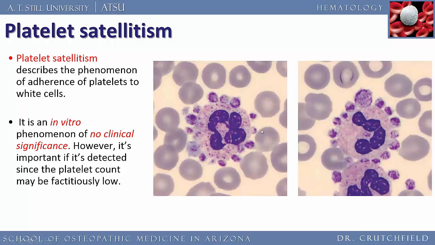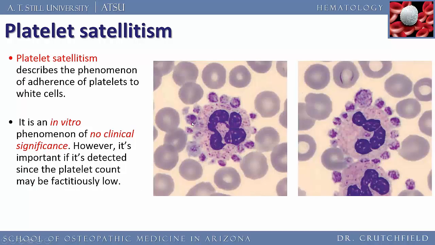So here's something else which is kind of cool. You get satellitism. This is a phenomenon where the platelets adhere to the outer wall of the white cell. So here we have a granulocyte, because it's got little granules in it. It has multiple nuclei. So this is a polymorphonuclear leukocyte, or a neutrophil. And we got all these little platelets that stick to it. This is only seen in vitro. It's only seen in the test tube. There's no clinical significance. However, it's important if it's detected, since the platelet count will be factitiously low.